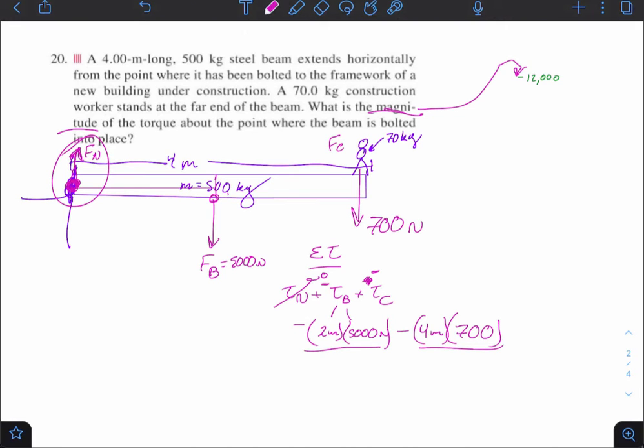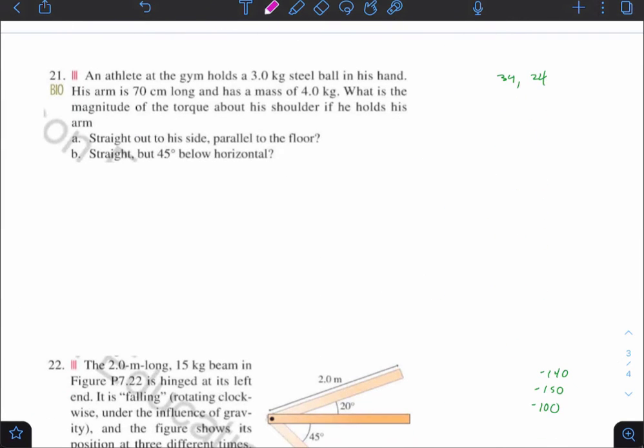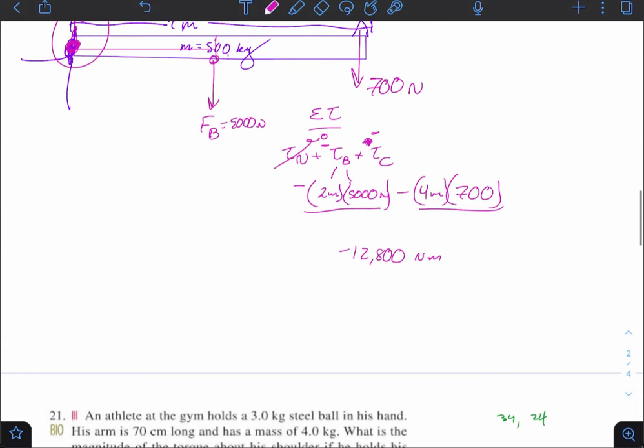Let me plug that in because it's far enough off that I don't want to make a mistake. Oh, 12,800, yeah, negative 12,800 newton meters of torque. Fantastic. Oh my goodness! Magnitude, 12,800 newton meters.